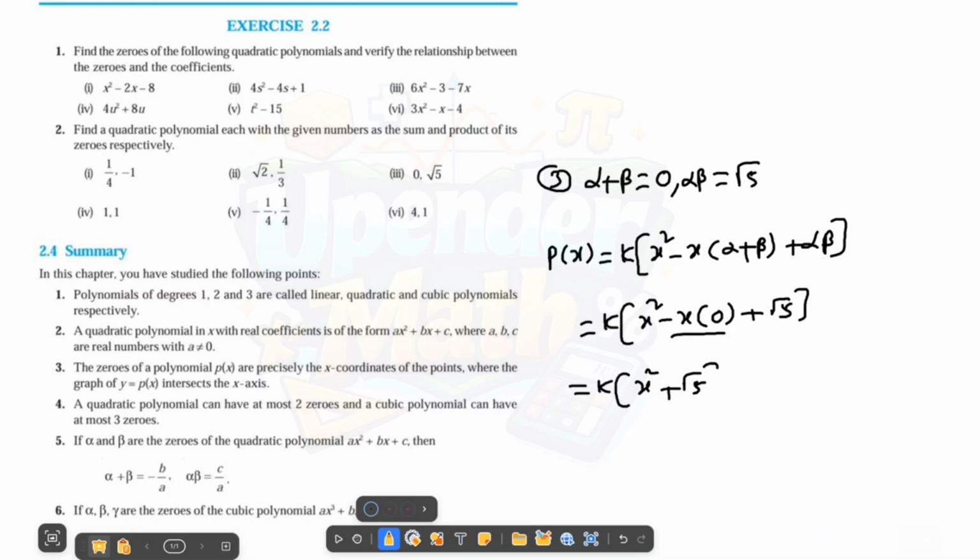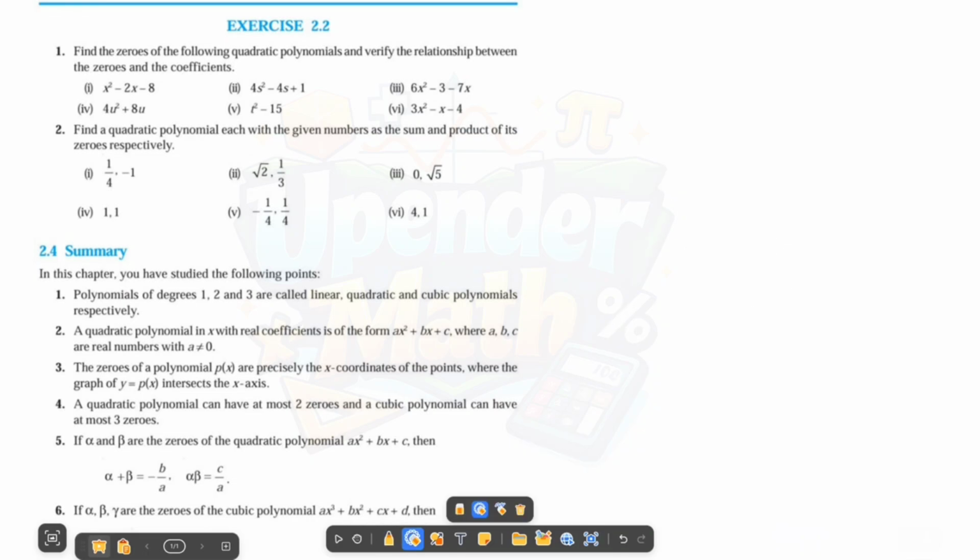Here we don't have any denominator, right? So if there is no denominator, it will be equal to 1, right? Now if k value is 1, now the polynomial p of x will be equal to x square plus root 5 if k value is 1. So the required polynomial is this one.